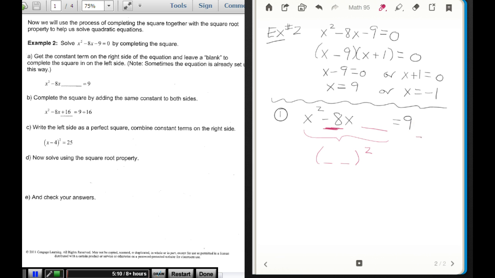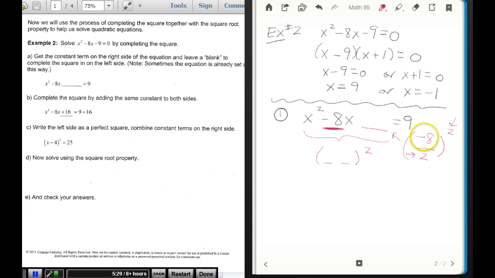We take -8 and we divide it by 2 and we square it. Okay, and that's going to be the process always for completing the square: we're going to take the middle number, the number that lives in front of the x, we're going to divide it by 2, and then we're going to square it.